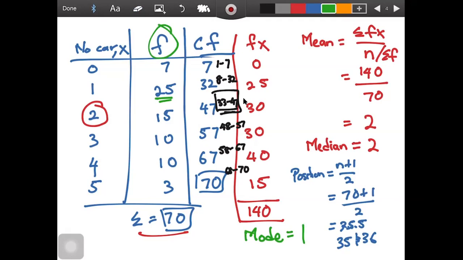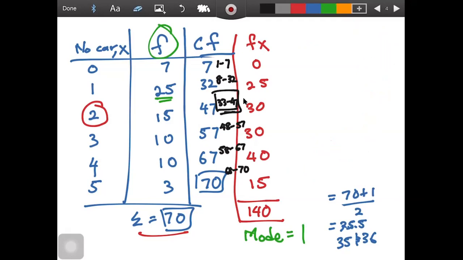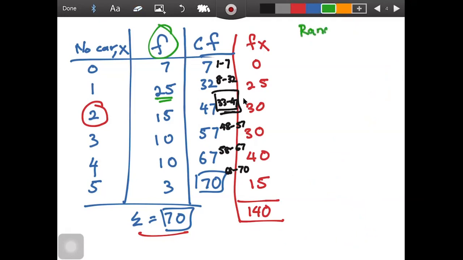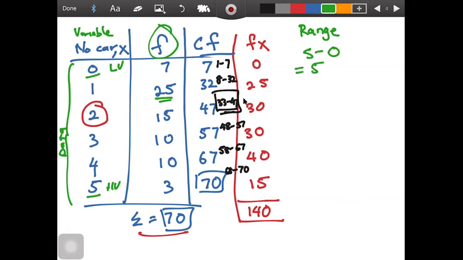Okay, next. Calculate the range. I erase all this. Okay, range. Remember, this is our variable. If this is the question, this is our data. So range is the highest number minus the lowest value. So 5 minus 0 equals 5. That is our range. Easy.